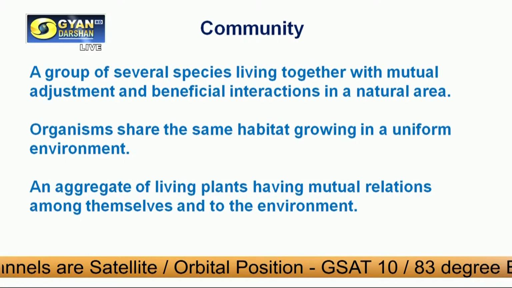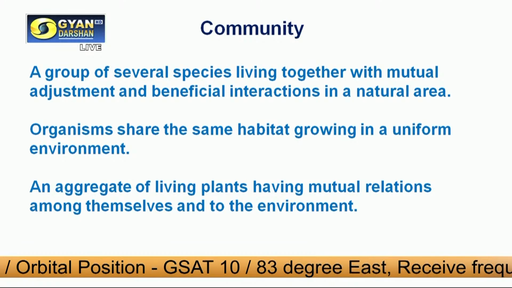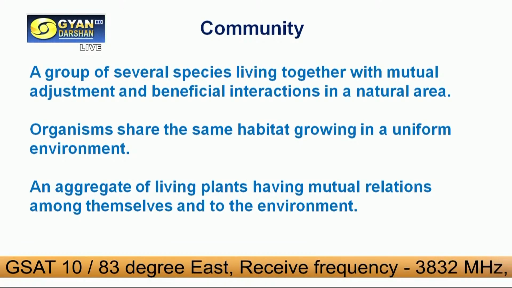And these plants have mutual relationships among themselves. Sometimes the relationships may be beneficial. Sometimes it can even be detrimental or antagonistic relationships. So when we are talking of a community, we have different types of interactions. Some of these you might have already come across, like proto-cooperation, amensalism, commensalism, parasitism. These are the different forms of interactions which are present in a community.